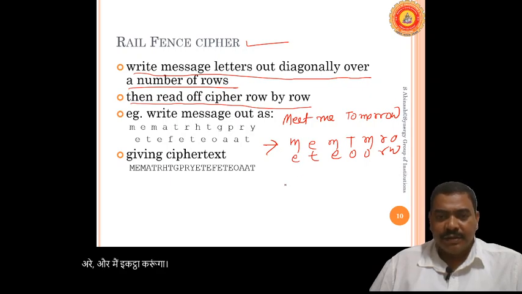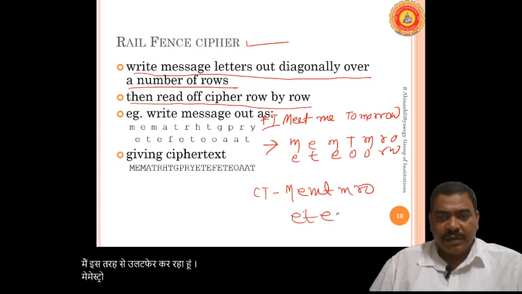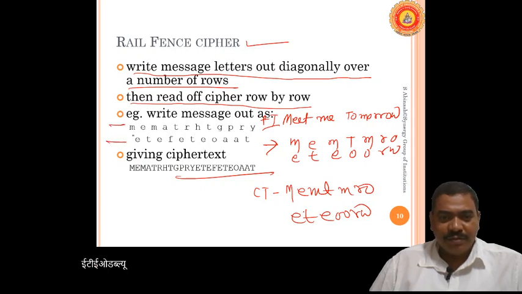So what will happen here? This is the plain text, I am rearranging it in this way, and the cipher text will become MEMRO and then ETEOORW. So this is the rearrangement. Why is it known as Rail Fence? Because it is dividing into two different rows, like a trend line. That's why it is known as Rail Fence.